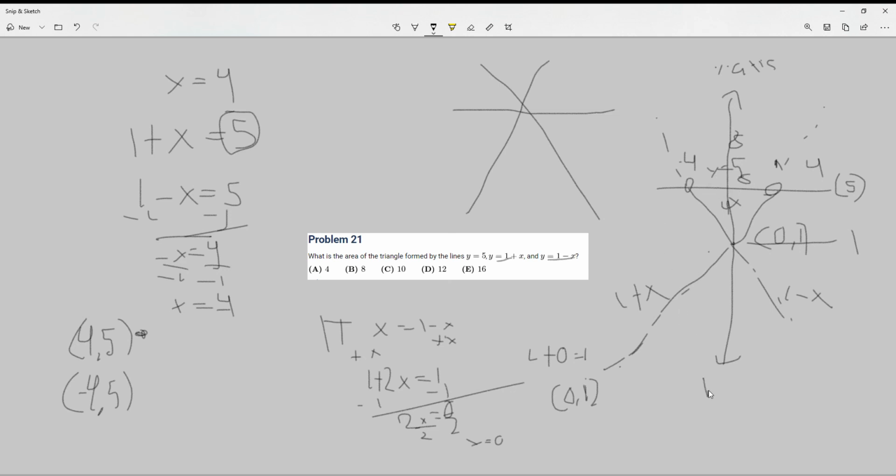The area of a triangle is base times height divided by 2. We have 8 as our base and 4 as our height, divided by 2. We end up with 16, which is our answer.